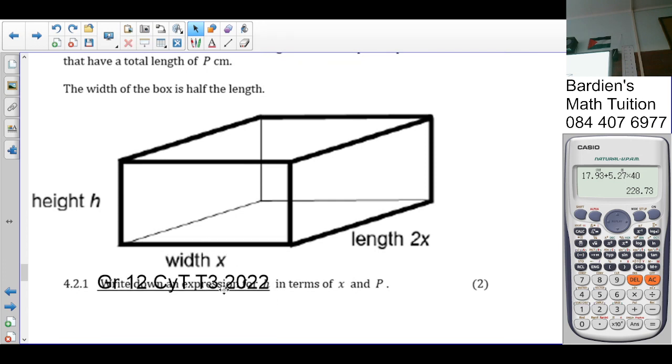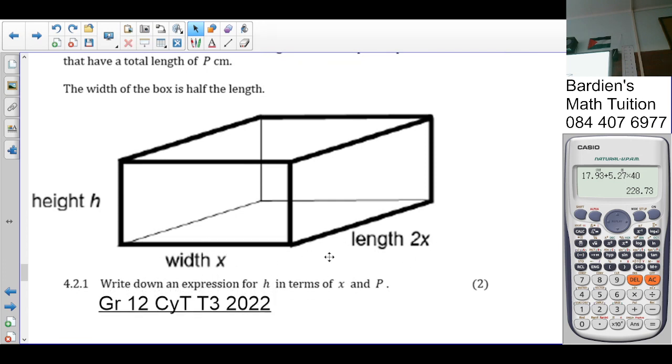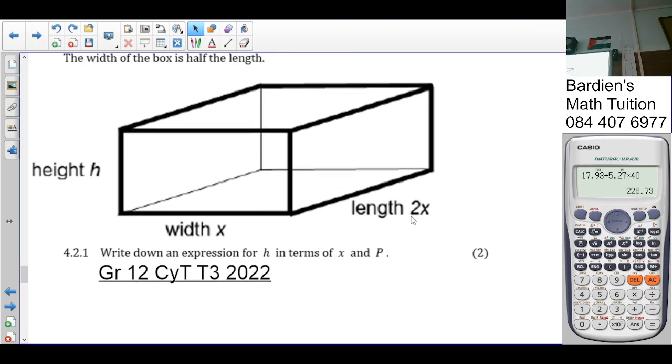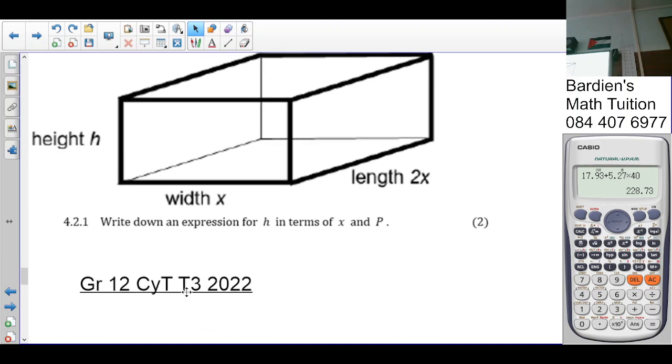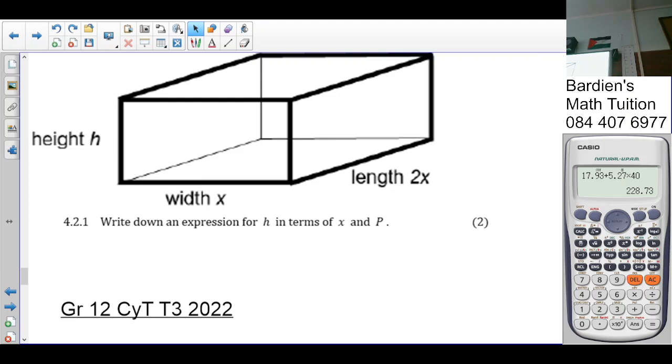The width of the box is half the length. As you can see, the width is x and the length is 2x. The question says write down an expression for h in terms of x and p. Now remember, this is made up of a rod.